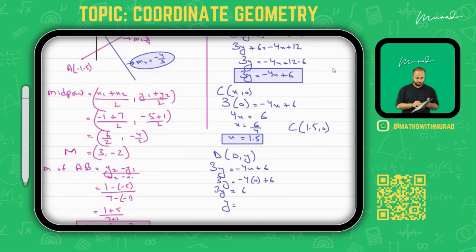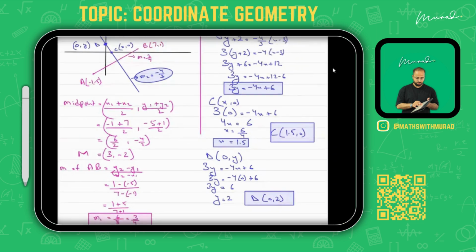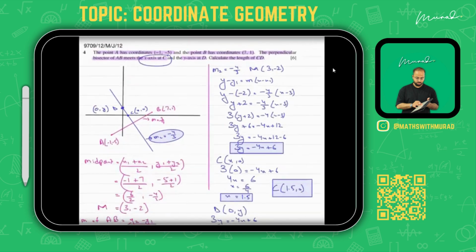So the value of y is going to be 2, and the coordinates of D are going to be 0 comma 2. So that's how I'm going to get the coordinate. C, I have 1.5 comma 0, and D, I have this coordinate. After getting the two coordinates, they are asking for the length.